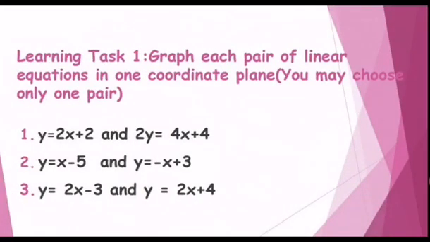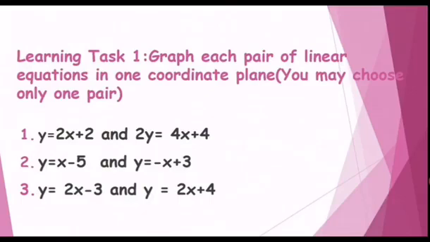For learning task number 1, we have here 3 pairs of linear equations. All we need to do is to graph each of these pairs in one coordinate plane. Number 1, y equals 2x plus 2 and 2y equals 4x plus 4. Number 2, y equals x minus 5 and y equals negative x plus 3. And number 3, y equals 2x minus 3 and y equals 2x plus 4.